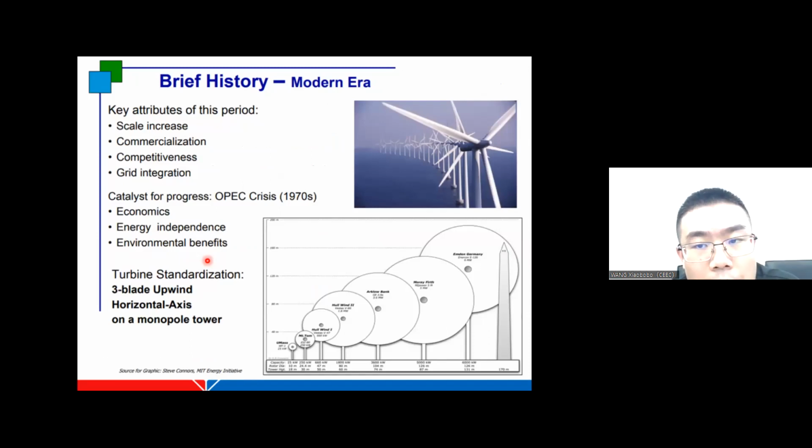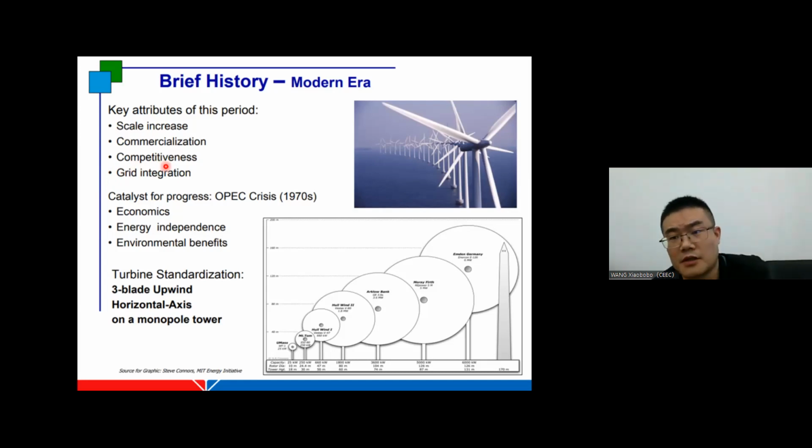The brief history leads to the modern industry and the current situation. We can see the key attributes of this period. The scale increase: we are getting larger turbines. The commercialization: we are getting a business model, a very popular business model for wind power generation and integration. And the competitiveness: we can compete with solar, even with the coal-fired power plant. Grid integration is crucial and the most important element for renewable energy. If renewable energy cannot be connected to the grid, if it cannot get very good grid integration, it will lose its competitiveness.